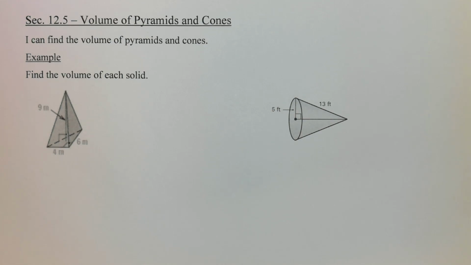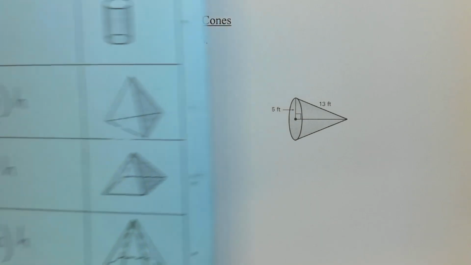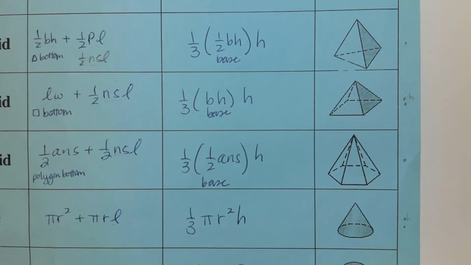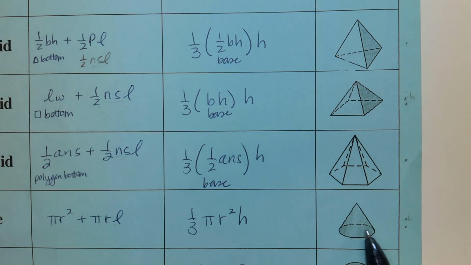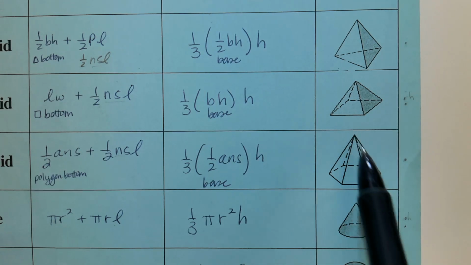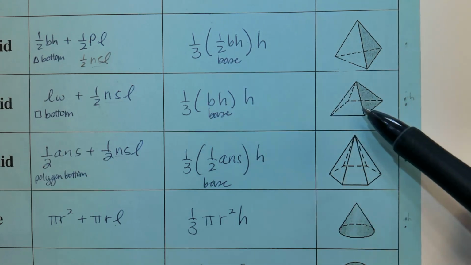All right, this is 12.5, and we're going to talk about volumes of pyramids and cones today. So if you go to your formula card and keep them up, there we go. All of our pyramids and cones, which is essentially a pyramid, so all coming to a point, all have essentially the same formula set up.